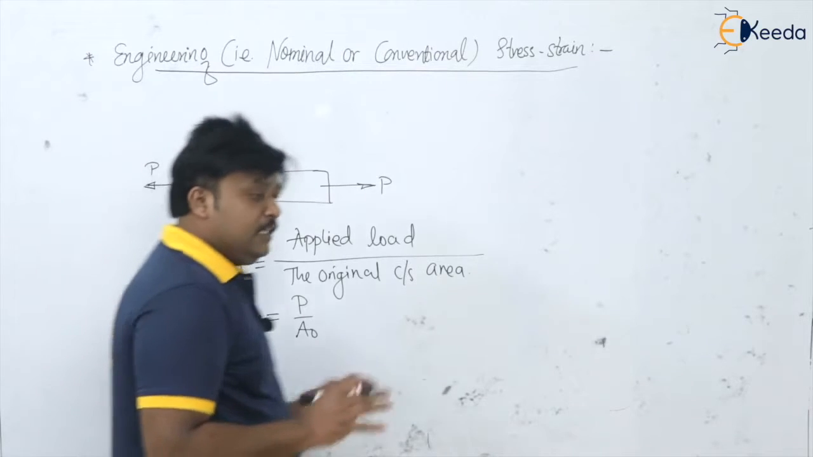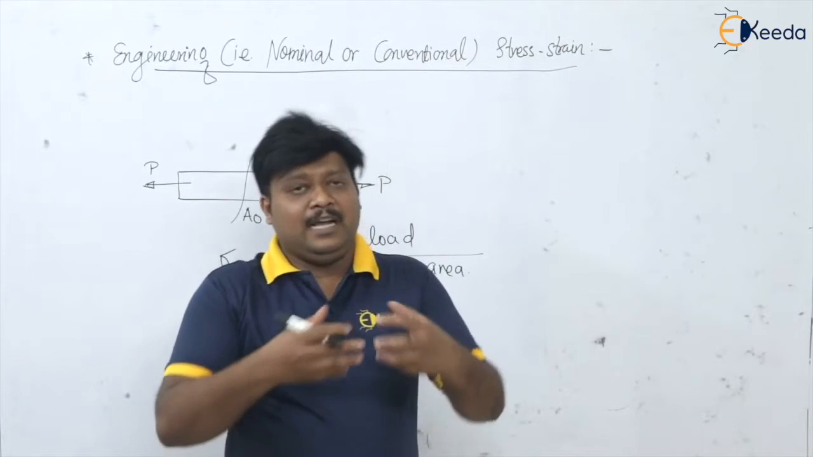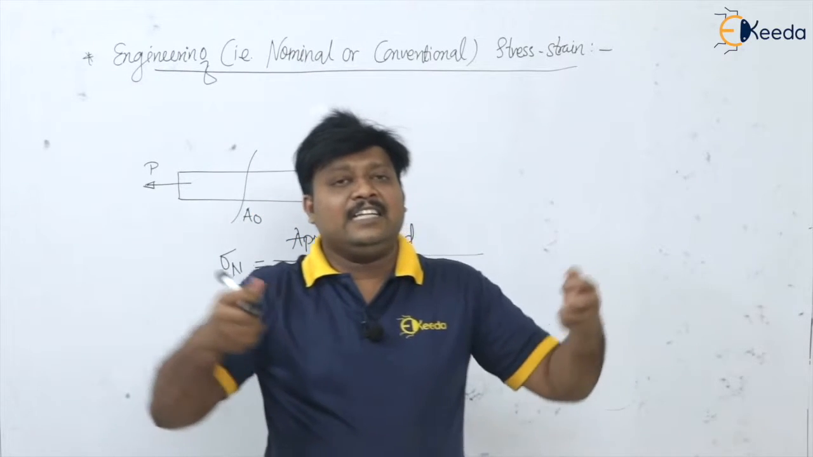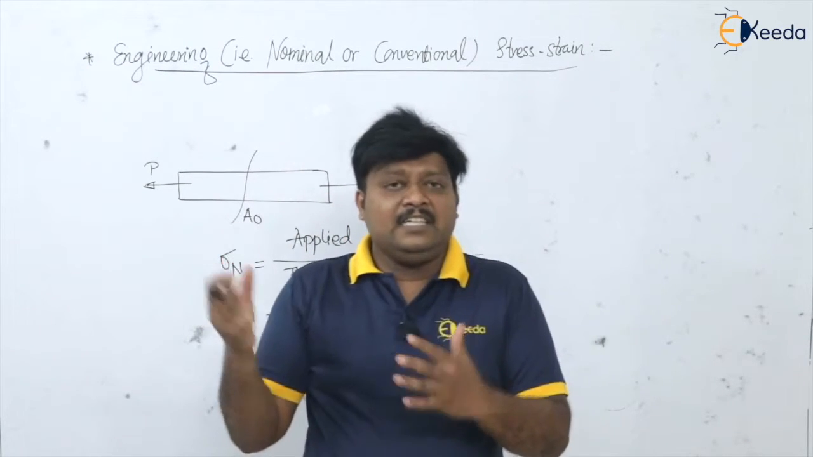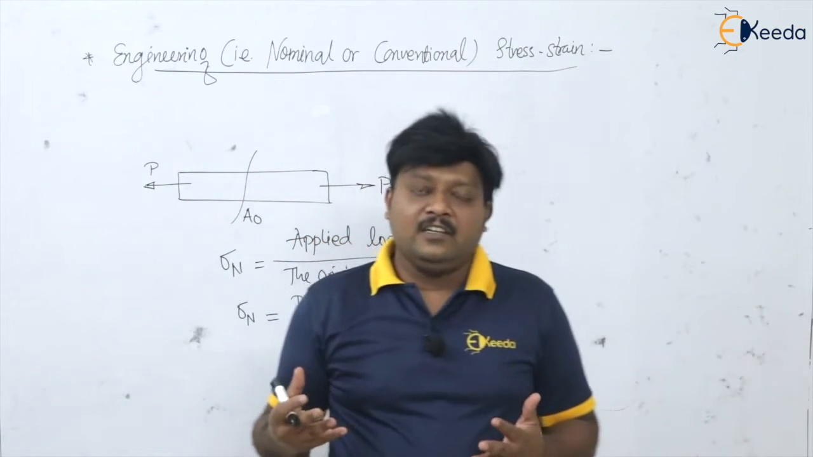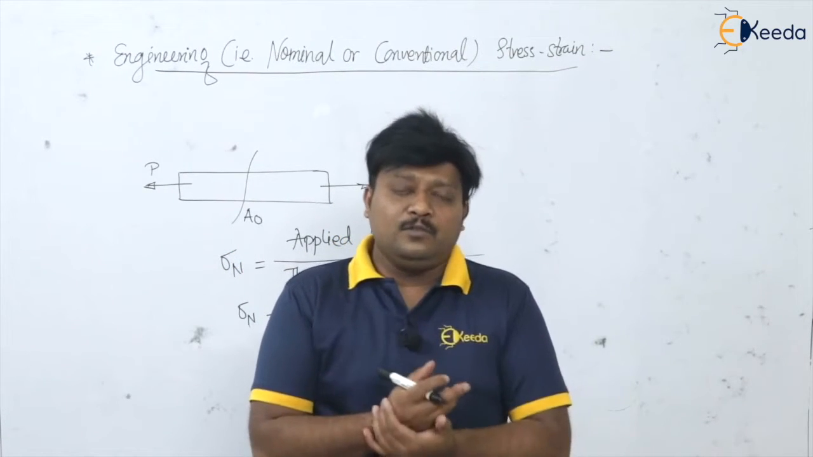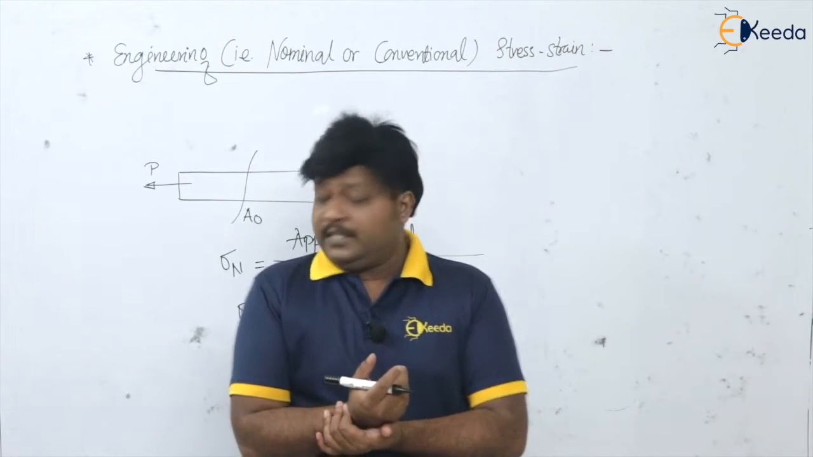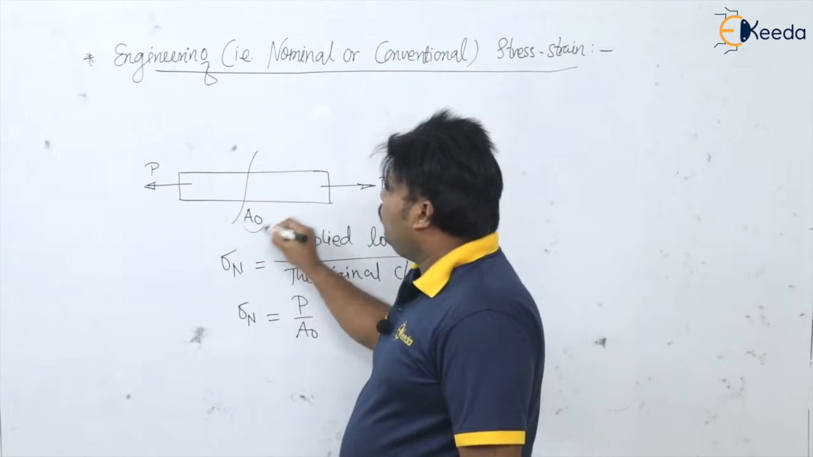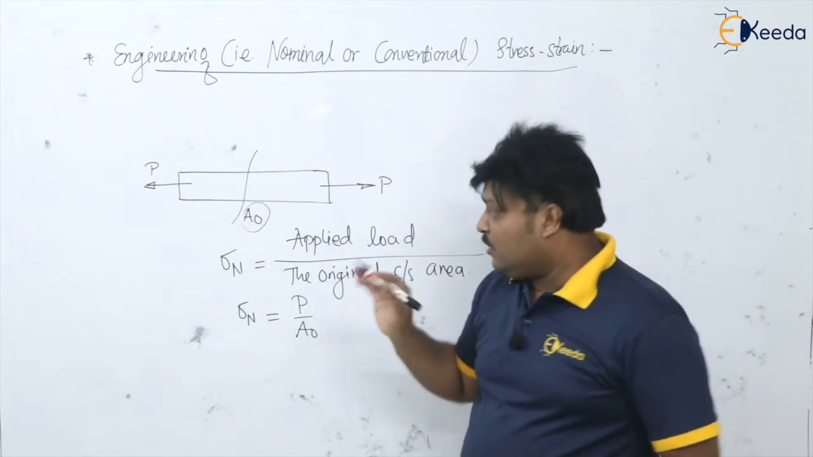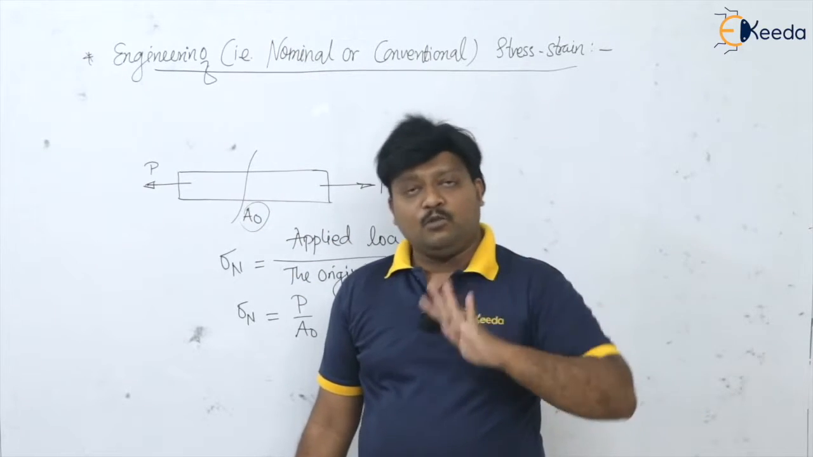Even though there will of course be a change in the area as we apply the tension load, the length increases and the area undergoes reduction. If you look at the mild steel stress strain graph, there will be failure after the cup and cone shape failure. So this nominal stress is calculated with respect to the original cross-sectional area. We assume that the cross-sectional area remains the same throughout the tension test.